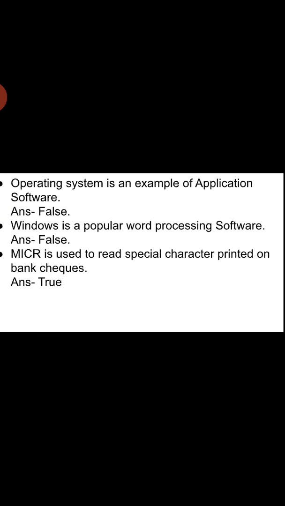Next one is: operating system is an example of application software. No, this statement is false because OS is an example of system software. Next one is: Windows is a popular word processing software. No, Windows is not a word processing software. It's an operating system, so it is system software. Next one is: MICR is used to read special characters printed on bank checks. Yes, this is a true statement.